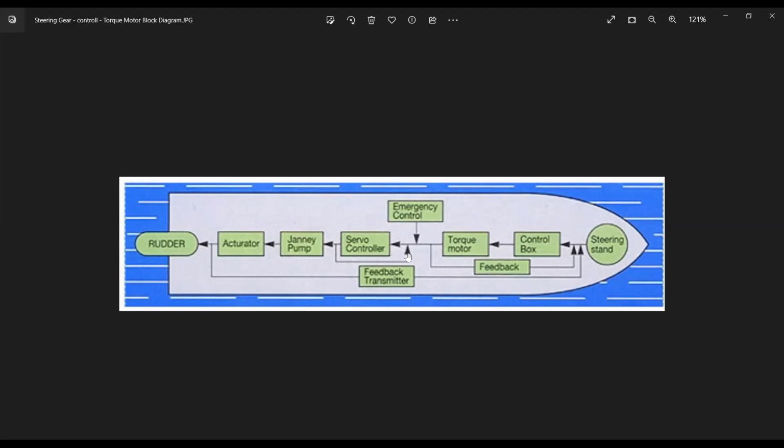Okay, we will see this in depth when we see next the torque motor, what exactly it is. This is just the flow of the entire system, how it works. So this is all an electronic control right up to the torque motor. After this is a hydraulic control, means servo controller, Janney pump, and everything. And again, the feedback is all electrical controls, electrical feedbacks, as the rudder is achieving its desired output. Now you will find only these types of controls in your manuals.